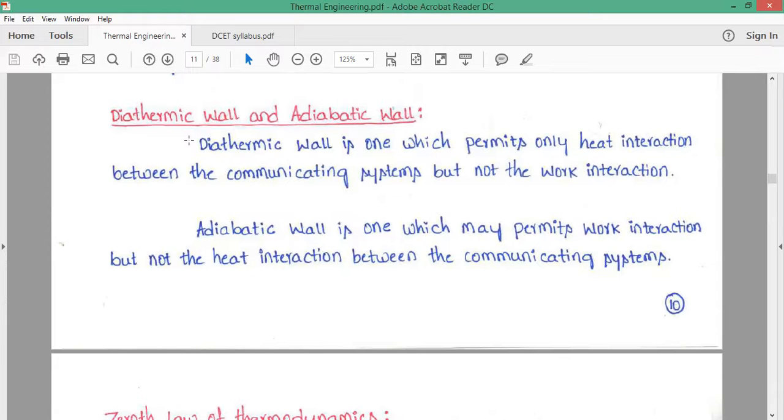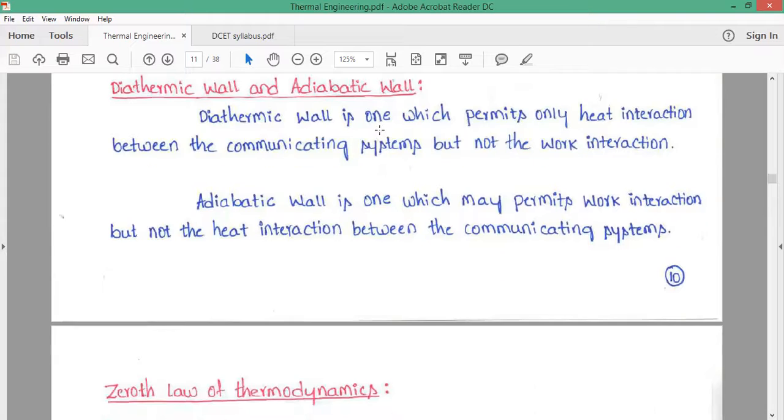If two systems are separated by a diathermic wall, then this diathermic wall will allow heat to flow from one system to another system, but no work interaction. An adiabatic wall is such a membrane or separation that allows only work interaction between the two systems, but no heat interaction.